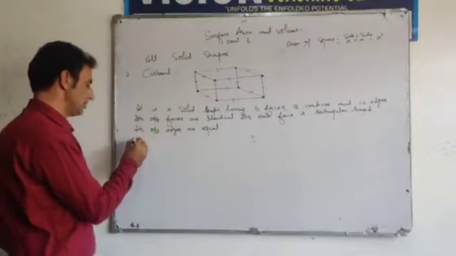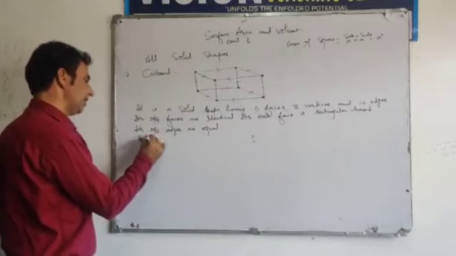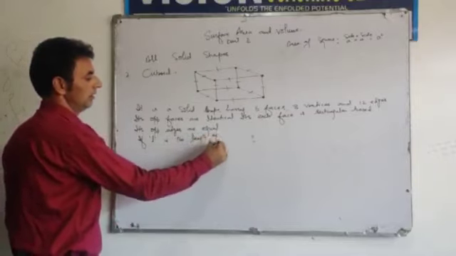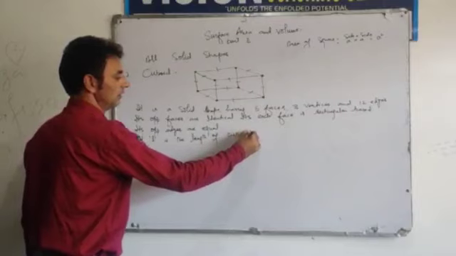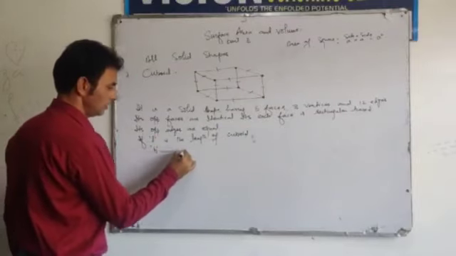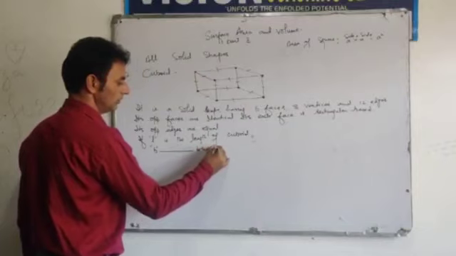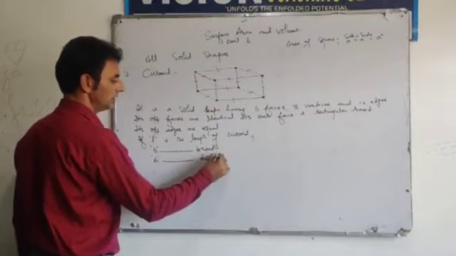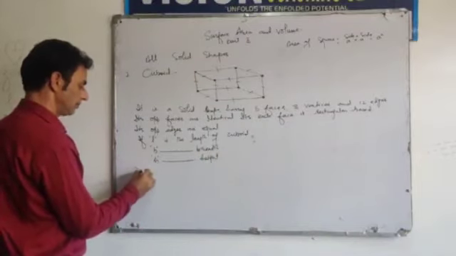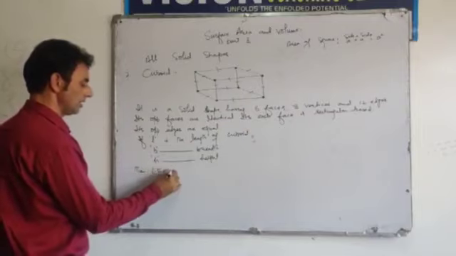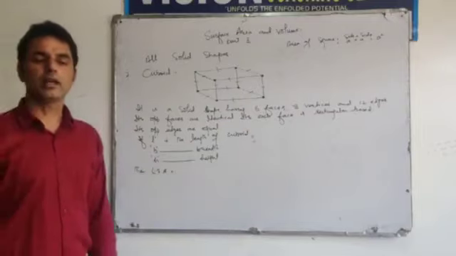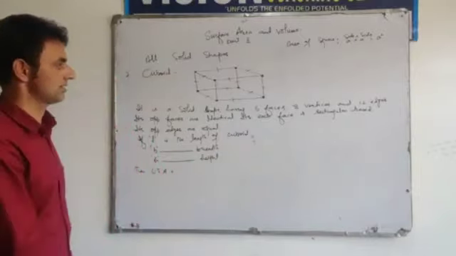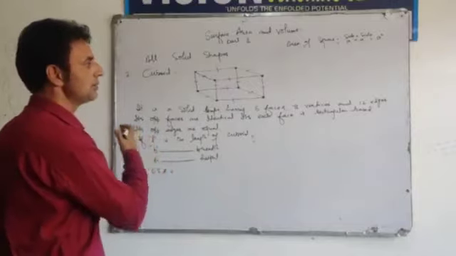So my dear students, if L is the length of the cuboid, B is the breadth, H is the height, then the lateral surface area is equal to, as I have told you, lateral surface area means the area of side faces. So let us start with the area of side faces.